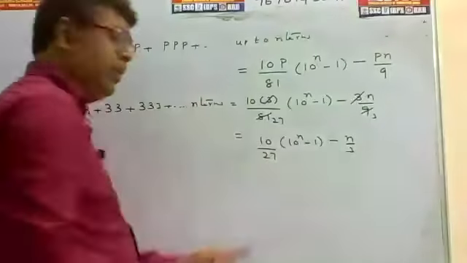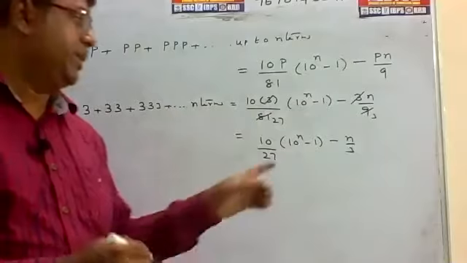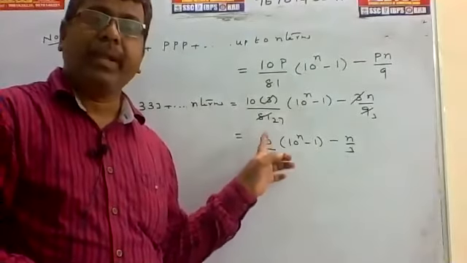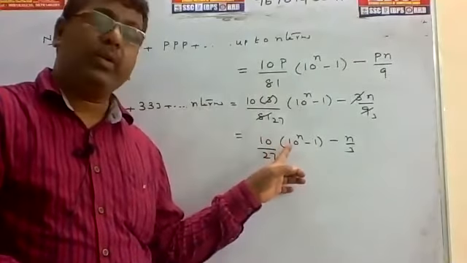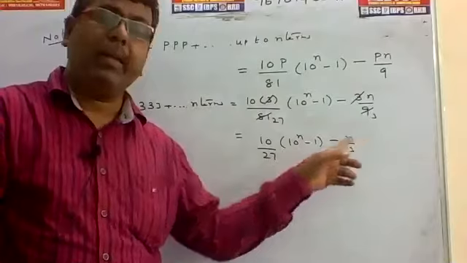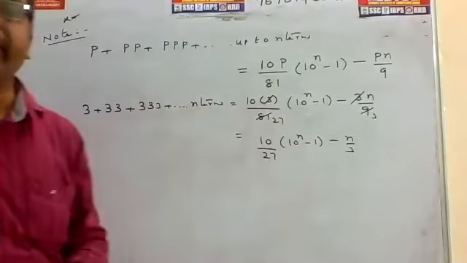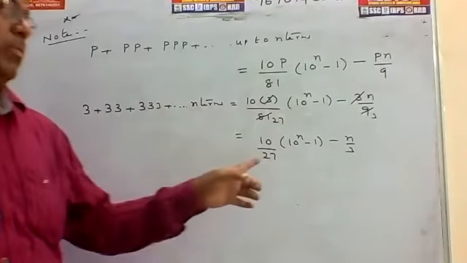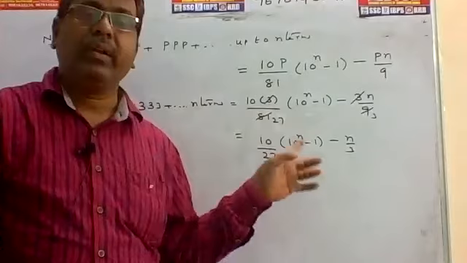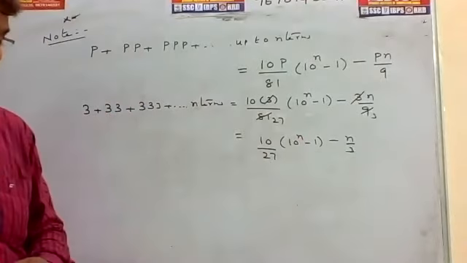This is the answer. The answer is 10 by 27 into (10 to the power of n minus 1) minus n by 3. This is the answer. I am giving another one for you. Write this one. I will do another one for you.